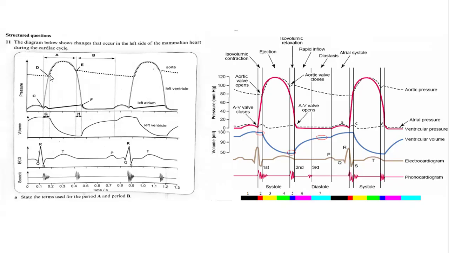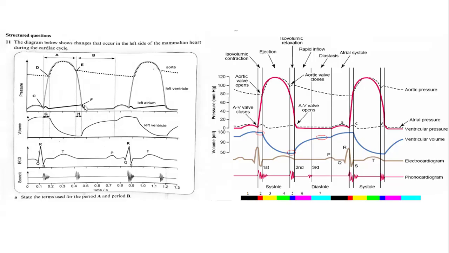What is D? What's happening at D? D would be the opening of the aortic valve. Very good. What is happening at E? E was the closing of the aortic valve. Very good. E is the closing of the aortic valve.